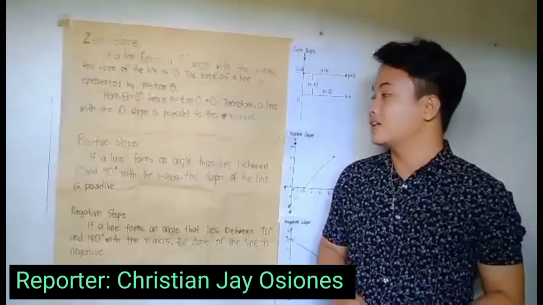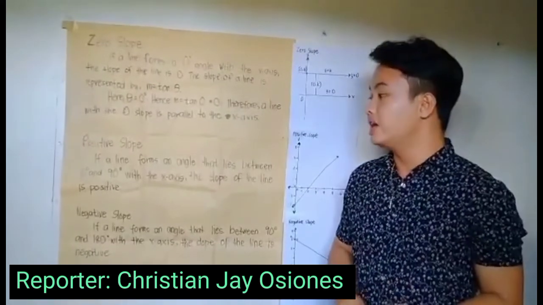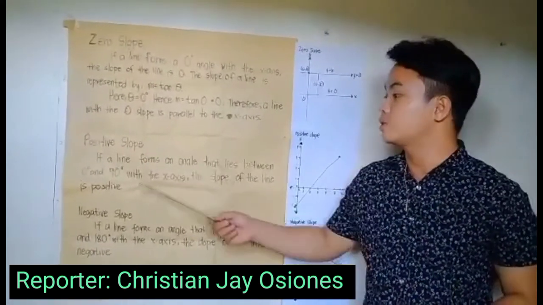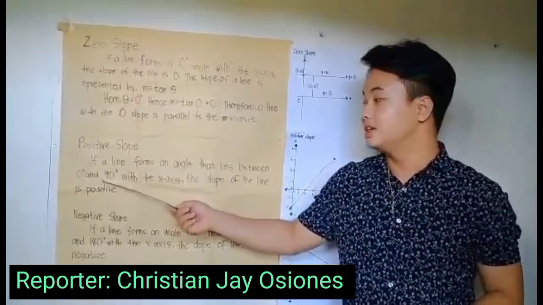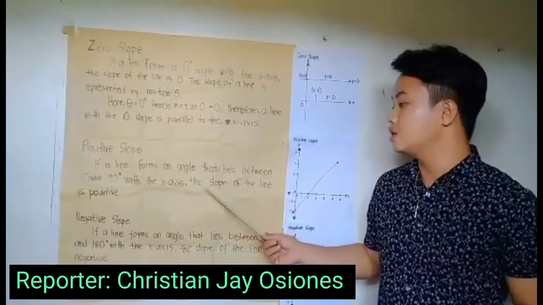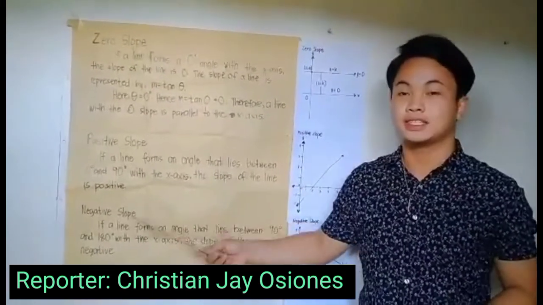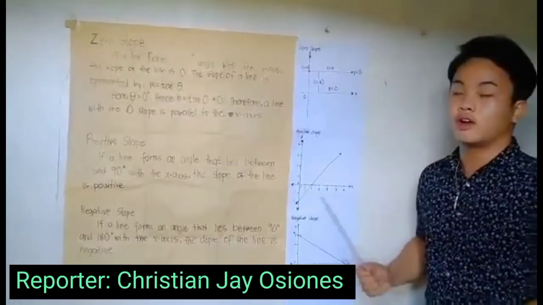Next is the positive slope. If a line forms an angle that lies between 0 degrees and 90 degrees with the x-axis, the slope of the line is positive. So here is the figure of the positive slope.